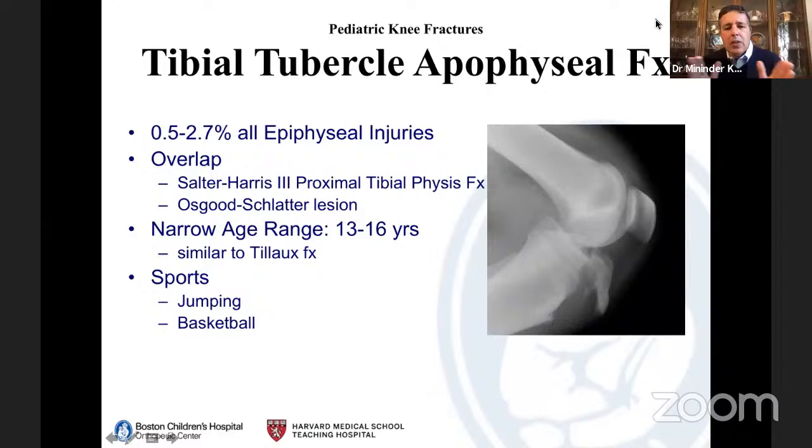But it tends to happen in this adolescent timeframe, and it tends to happen in jumpers. It can be an eccentric contraction of the quad, and it creates just such a powerful force that you can avulse the tibial tubercle apophysis. The most common sport that we see is basketball and probably volleyball as well.